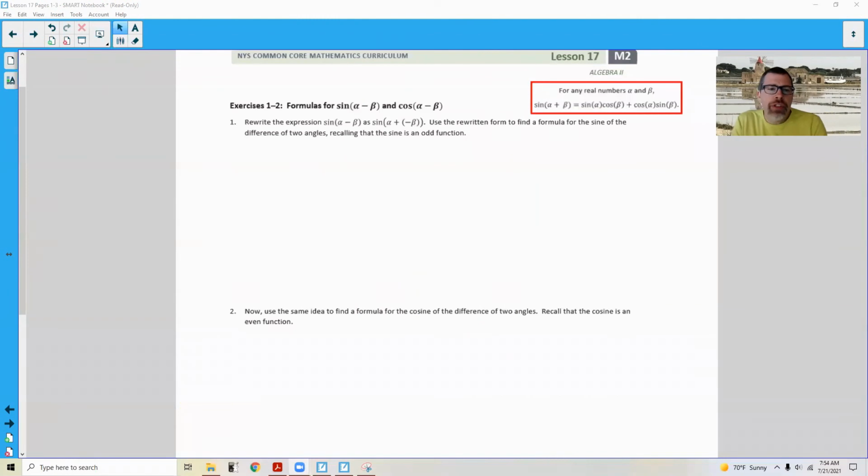Okay, page 5 brings us to exercises 1 and 2, formulas for sine of alpha minus beta and cosine alpha minus beta. Number 1 says to rewrite the expression sine alpha minus beta as sine of alpha plus a negative beta. Okay, so minus is the same as plus a negative. And we're going to use this formula here. It says use the rewritten formula to find a formula for the sine of the difference of two angles, recalling that the sine is an odd function.